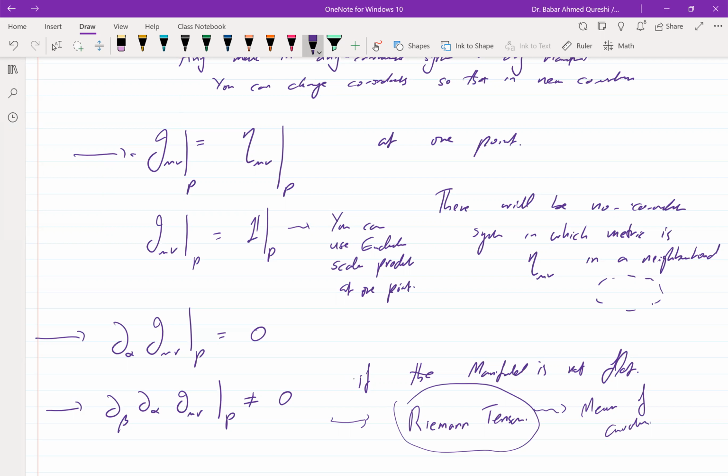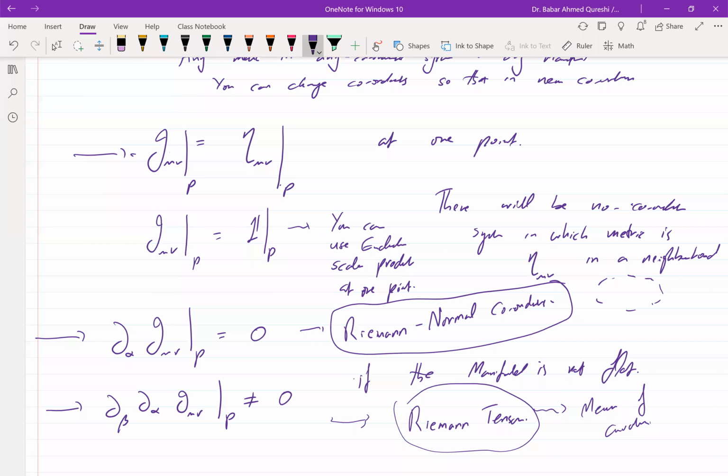And these coordinates where the metric is equal to the flat metric at one point and the first derivatives are 0 are called the Riemann normal coordinates. So we will see these things next time.